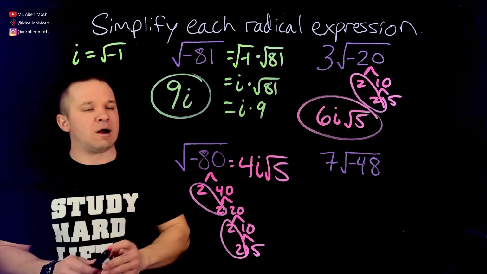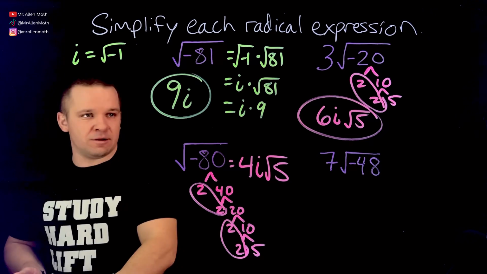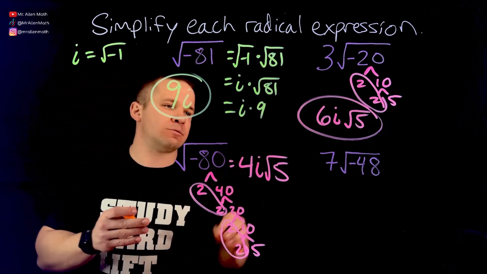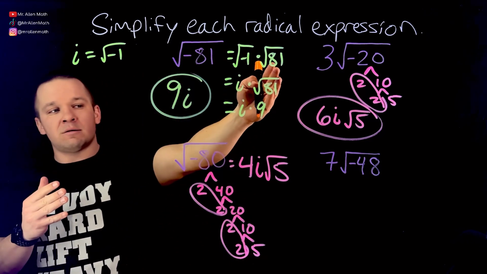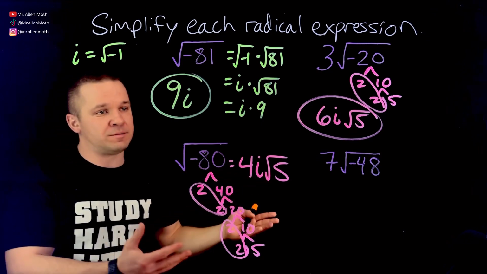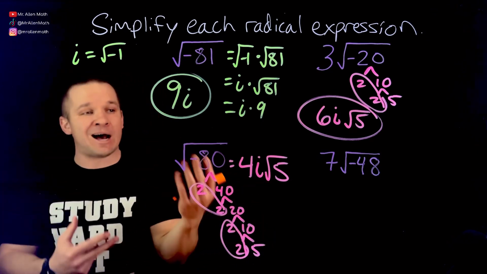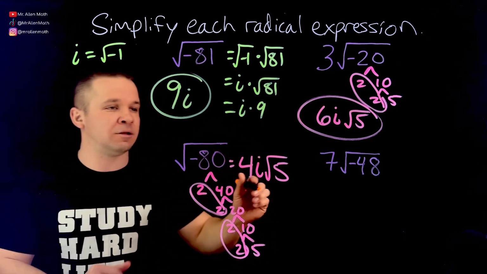Beautiful. All right, I should switch colors here, man. It's getting all the same color. Go orange for the last one. So same idea as this one here, right? I'm going to break down the 48. Whatever comes out multiplies to the 7. An i comes out. Other stuff stays chilling in the radical.